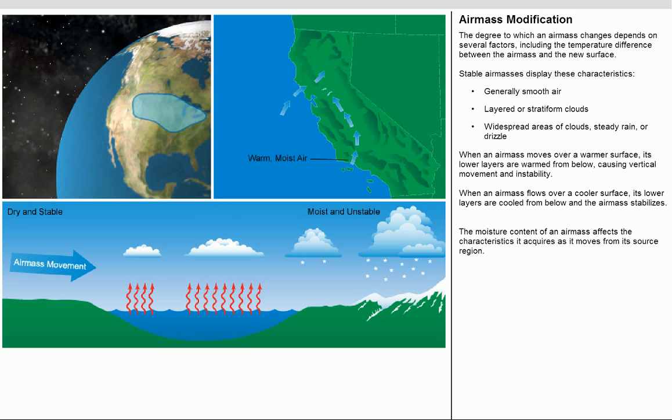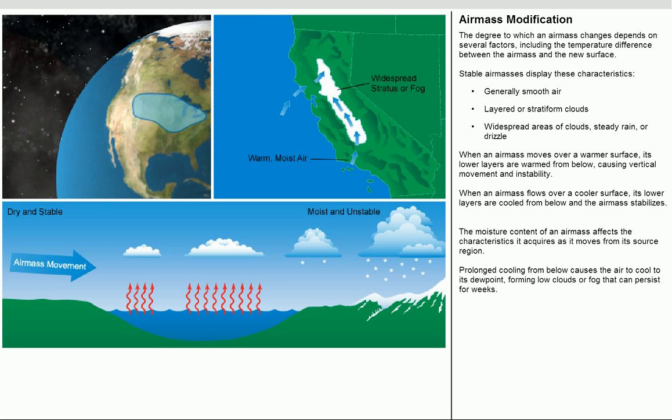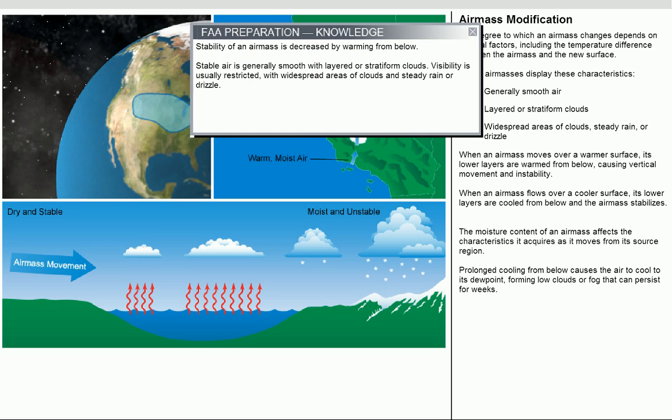When an air mass flows over a cooler surface, its lower layers are cooled from below, and the air mass stabilizes. Consider another phenomenon that modifies an air mass. The moisture content of an air mass also affects the characteristics it acquires as it moves from its source region. When the lower layers of the air mass cool, the air mass stabilizes, but the prolonged cooling from below causes the air to cool to its dew point, forming low clouds or fog. This cooling from below creates a temperature inversion and can result in widespread stratus clouds or fog that can persist for weeks.